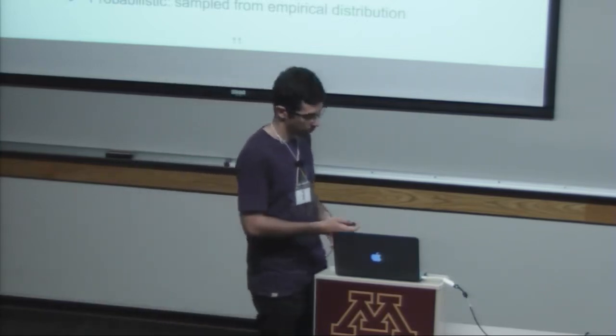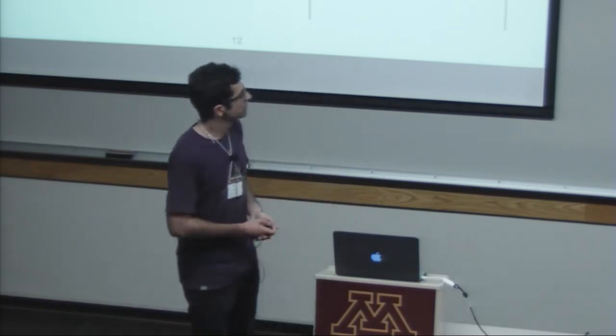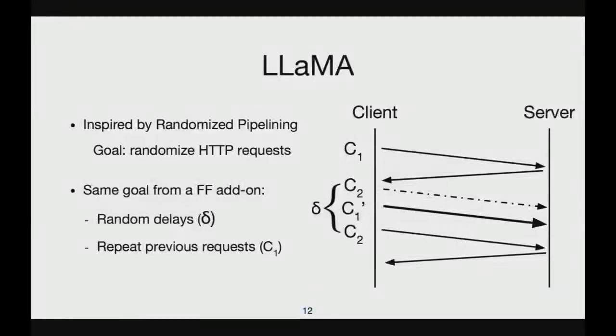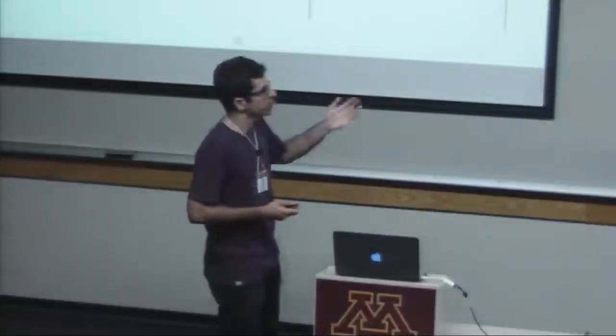The other defense is Llama. It's inspired by randomized pipelining. Its goal is to randomize the HTTP requests. We do it by adding some random delays in the HTTP requests, and then we also repeat previous requests to generate padding responses. It's more of an experiment to test randomized pipelining, because randomized pipelining was shown to fail in several evaluations, and we want to see if it was because of the way it was implemented. So we implemented it as an add-on, and we don't require server collaboration.